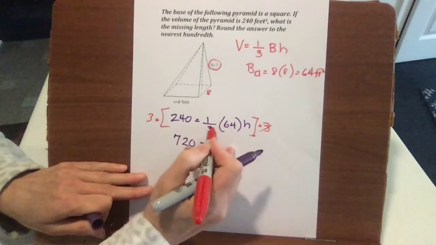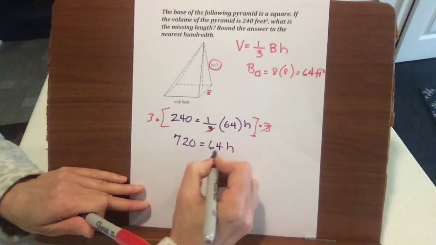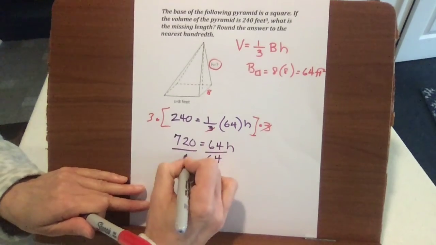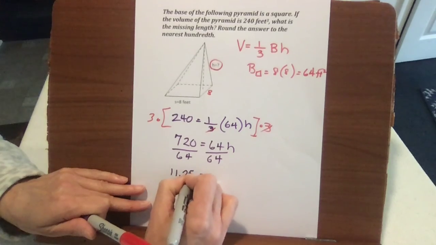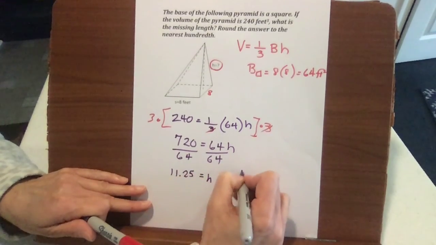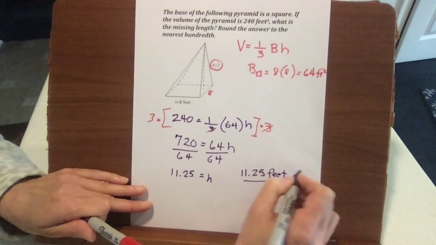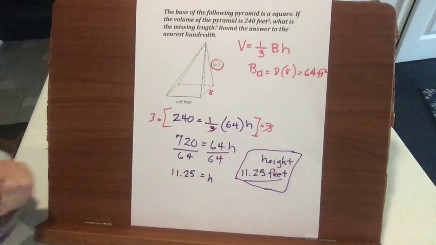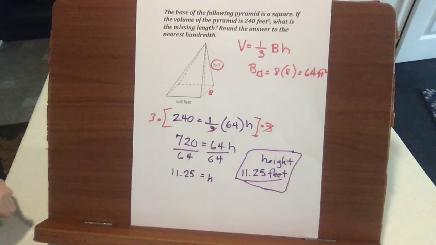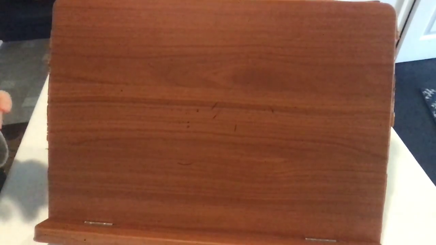All right, so that's really essentially what we're doing, okay? So then we're just left with 64h. When we divide by 64, h is going to be 11.25. So height is 11.25, and in this case feet, and that's our height. Okay. All right, that's how that works. So having a missing length is not a big deal. You just have to do a little bit of calculation. Just don't forget the proper units.